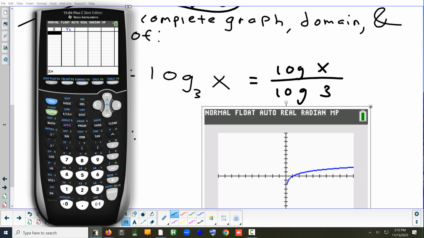Now, I can't do 0. That's an error. I also can't do negative numbers. I think I mentioned yesterday, when you take the logarithm of a number, it has to be bigger than 0. Okay? So the graph doesn't go past the y-axis.